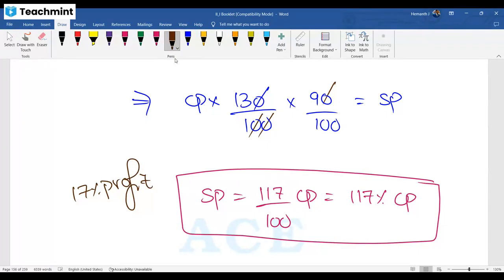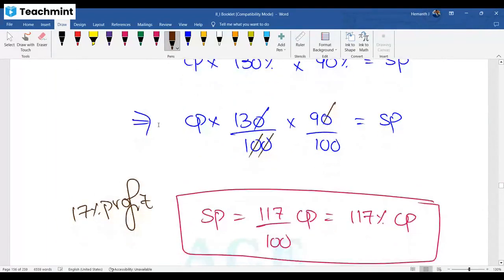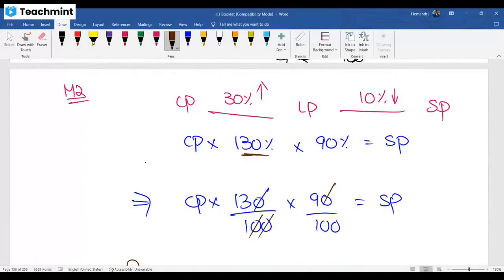This is another method, my dear. You have n number of methods to solve, but why 130 here? What does that 130 indicate? Because of increase. Why 90 here? Because of decrease, right? Suppose it is a 60% increase and a 20% discount, then what do I have to do? 60% increase means 160, 20% discount means 80%.